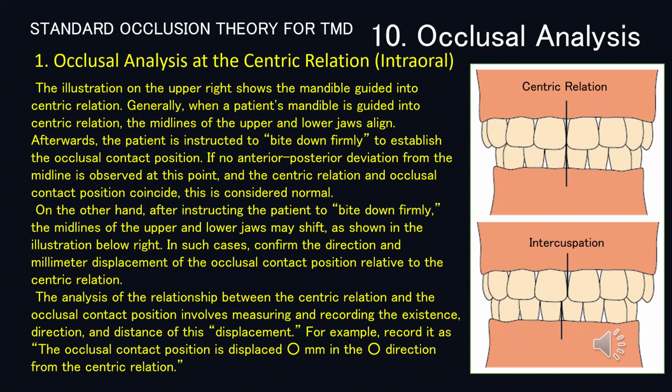On the other hand, after instructing the patient to bite down firmly, the midlines of the upper and lower jaws may shift, as shown in the illustration below right. In such cases, confirm the direction and millimeter displacement of the occlusal contact position relative to the centric relation. The analysis of the relationship between the centric relation and the occlusal contact position involves measuring and recording the existence, direction, and distance of this displacement. For example, record it as: the occlusal contact position is displaced mm in the direction from the centric relation.